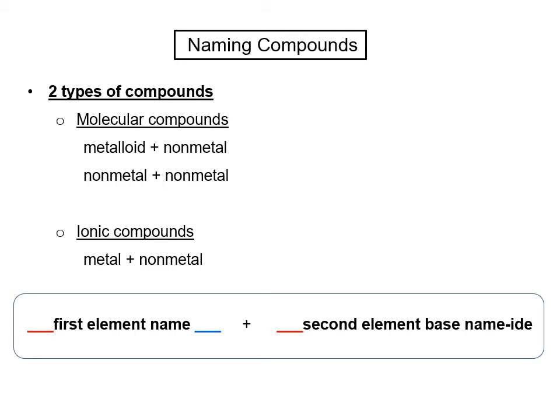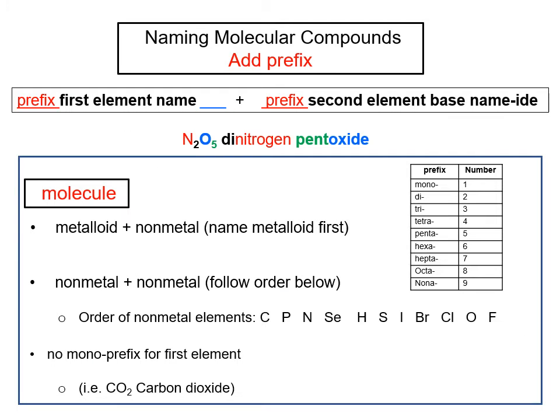So the way that we name compounds is the same skeletal structure for all of them. First, we give the first element name, followed by the second element base name, and then we add IDE. Okay, so they all follow this skeletal structure, and then these two red lines and the blue line here could be extra things that we would add to it depending on whether it's a molecular compound or a type of ionic compound. All right, so we're going to begin with naming molecular compounds.